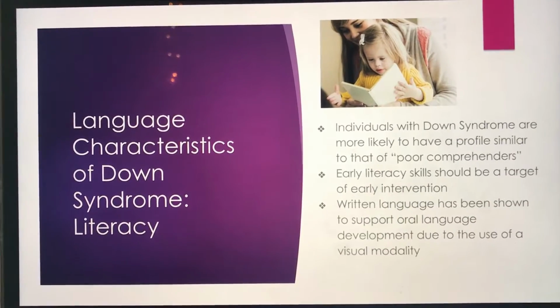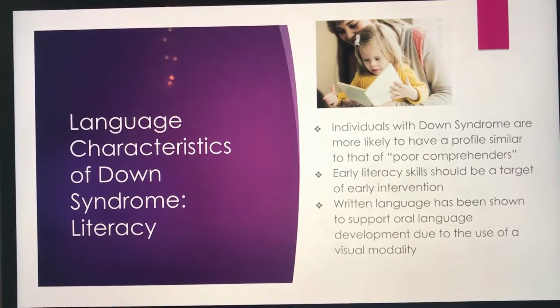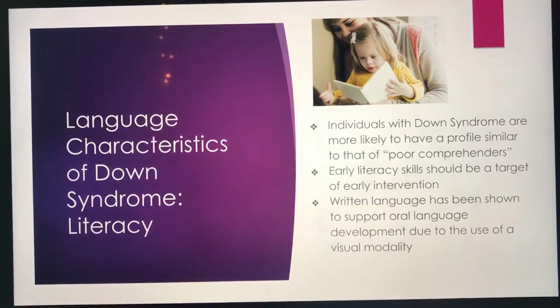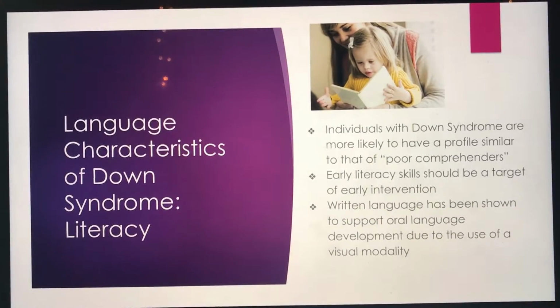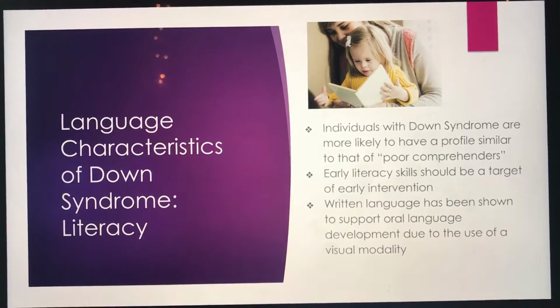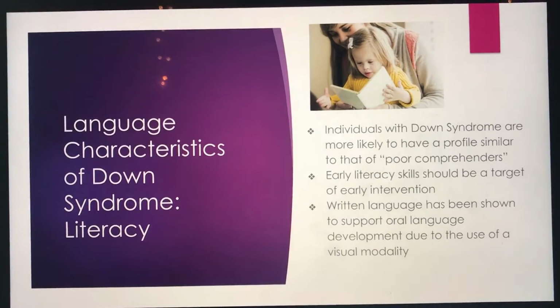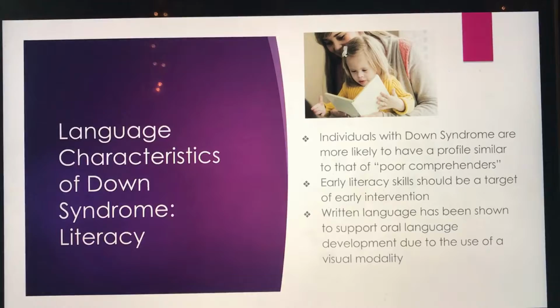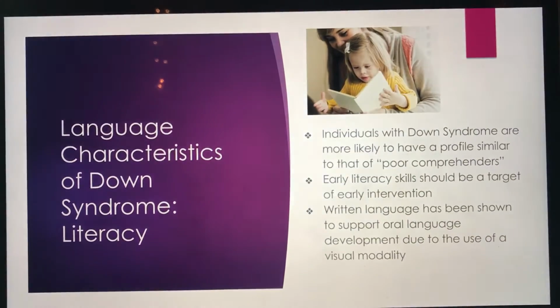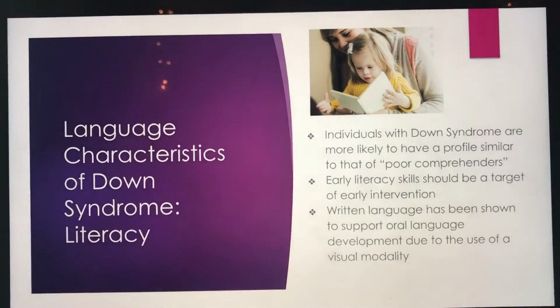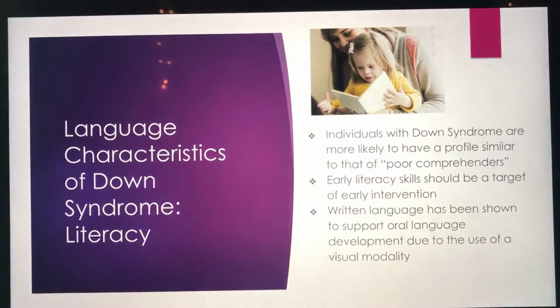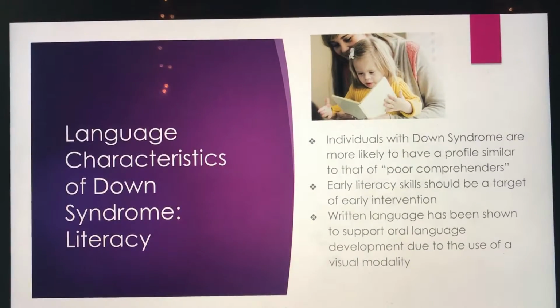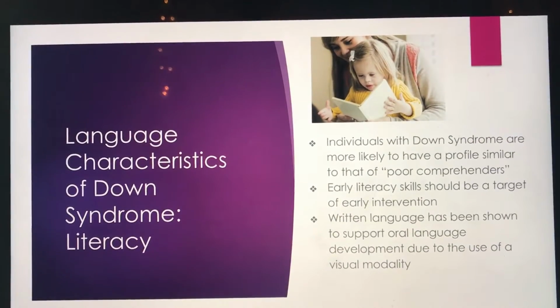Okay, so now moving into literacy. Typically, individuals with Down syndrome tend to resemble the profile of poor comprehenders. They also score similarly on measures of print, letter sound, and letter identification compared to typically developing peers. And when given a word identification task, this has been identified as a strength for individuals with Down syndrome.